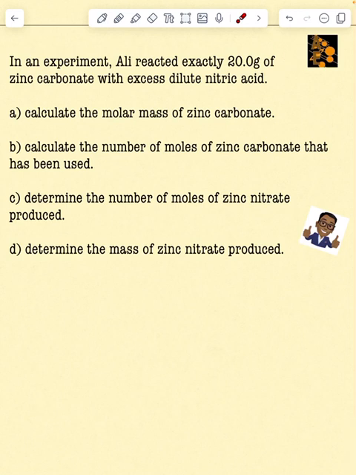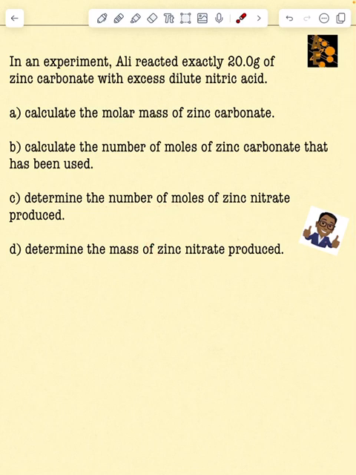And then of course we have to determine the number of moles of zinc nitrate produced. Zinc nitrate will be produced because our zinc carbonate reacts with excess dilute nitric acid. Excess means we have more than enough. There will be some left after the reaction is complete, because we have a limited amount of zinc carbonate. Once zinc carbonate has completely reacted with your dilute nitric acid, there will still be excess dilute nitric acid. So not to worry so much about the word excess here. And of course, part D, they say determine the mass of zinc nitrate produced. That means you have to find the moles and mass of zinc nitrate produced.